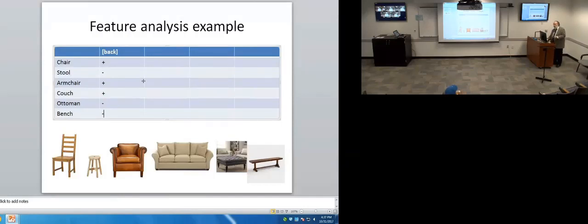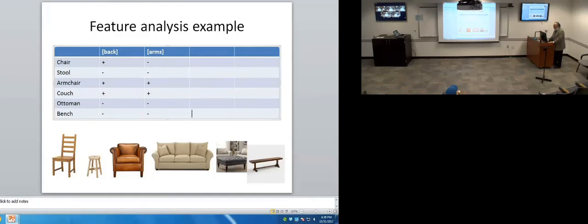All right, so then what's our next feature that we're going to put here? So now we have chair and armchair that are the same. They're plus back, both of them. So how can we distinguish between a chair and an armchair? Arms, very good. And you kind of can tell from the title, from the name of the thing, right? So a chair has no arms, a stool, no arms, an armchair plus, the couch is also plus, the ottoman is going to be minus, and so is the bench, right?